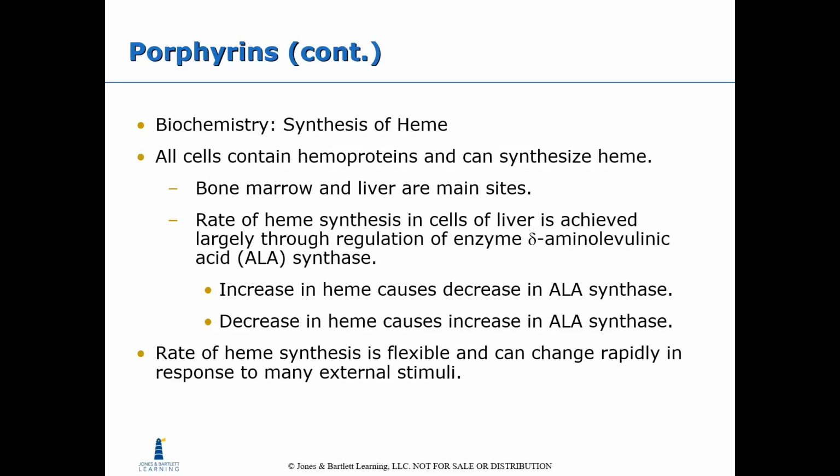So biochemistry, again, is responsible for the synthesis of heme. All cells contain hemoproteins and can synthesize heme, but the majority of heme is synthesized in the bone marrow and liver. The rate of heme synthesis in the cells of the liver is achieved largely through the regulation of the enzyme ALA synthase. So an increase in heme causes a decrease in ALA synthase. A decrease in heme causes an increase in ALA synthase. The rate of heme synthesis is flexible and can change rapidly in response to many external stimuli.